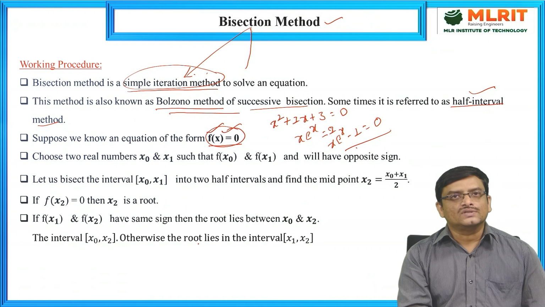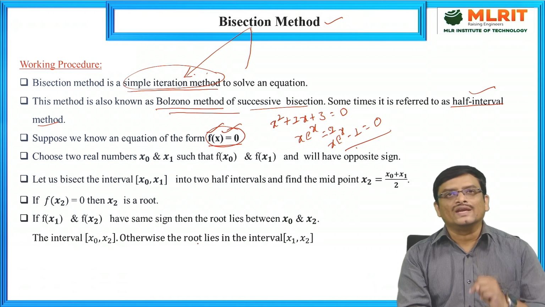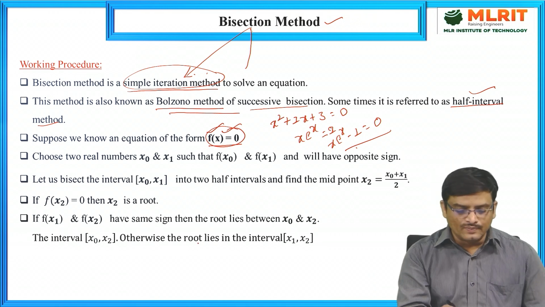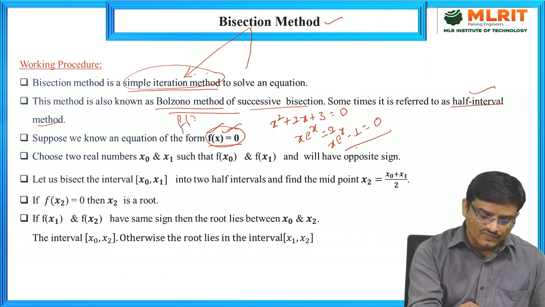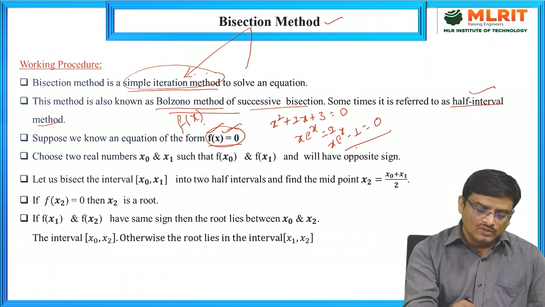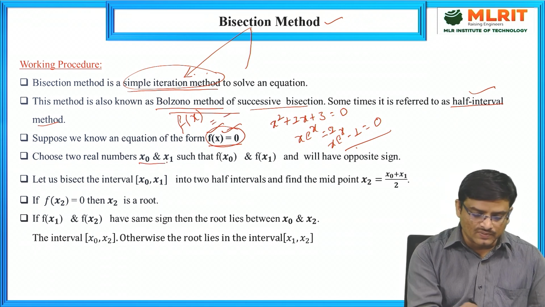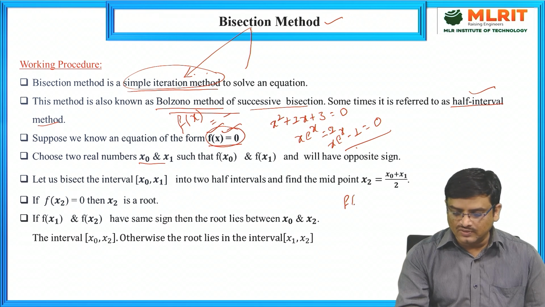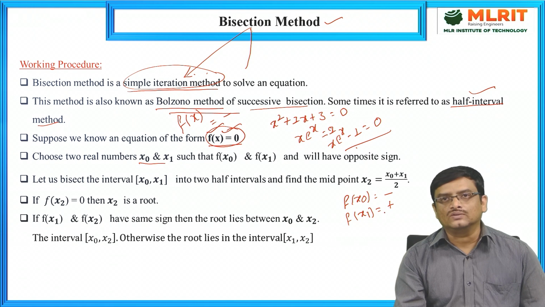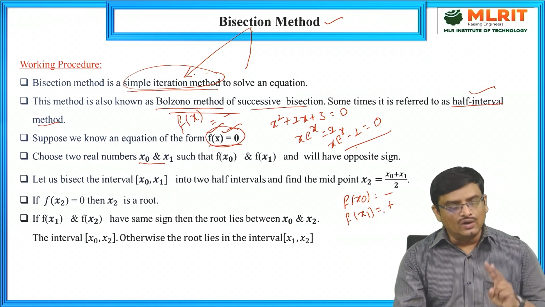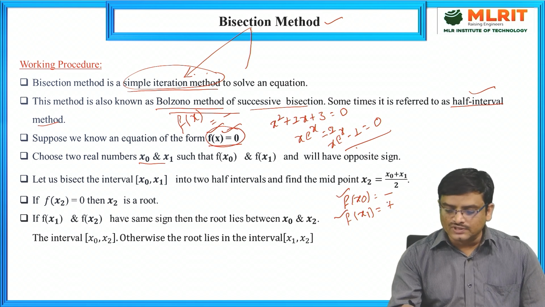The second step is we have to choose two real numbers. If you substitute the two real numbers in this function f of x, the function values must have opposite signs. Suppose you take x0 and x1. If you substitute x0 in the function, you get f of x0, suppose a negative value. Then if you substitute the next real number, x1, we have to get a positive value. So we choose two real numbers such that their function values have opposite signs.